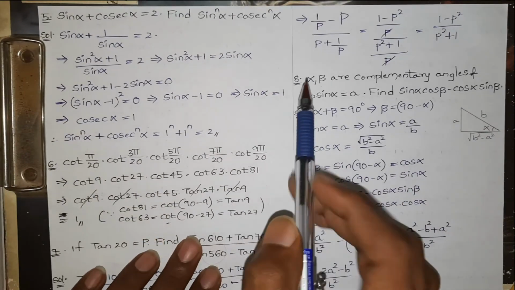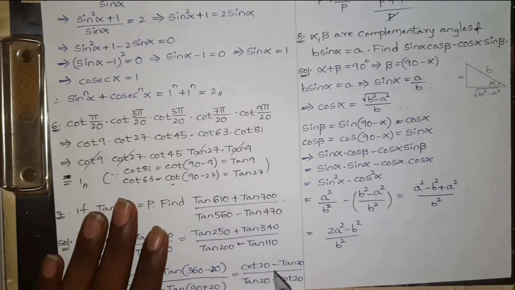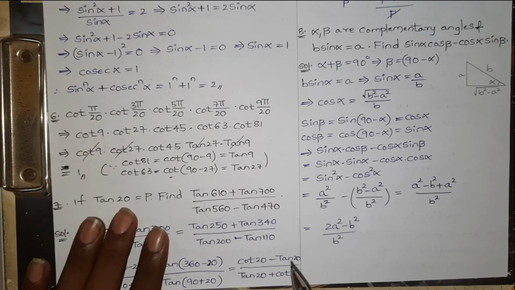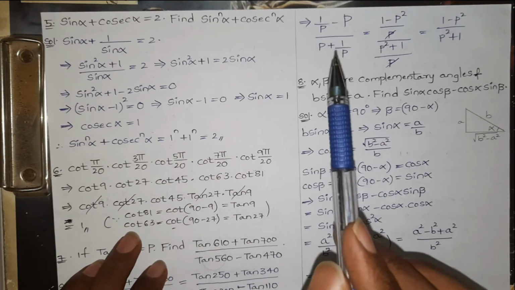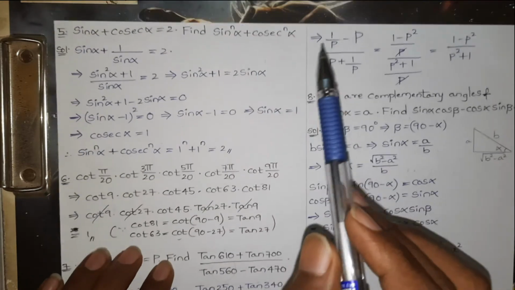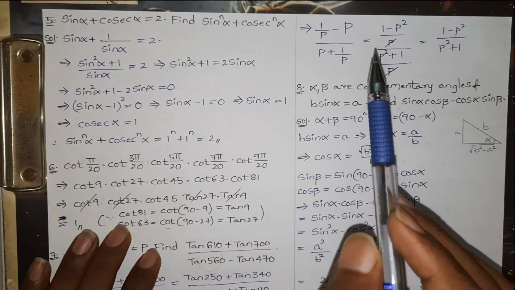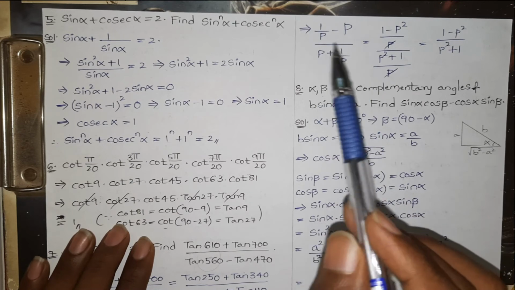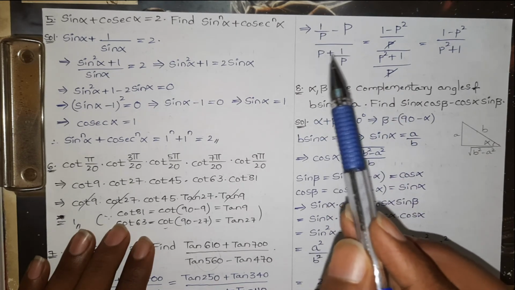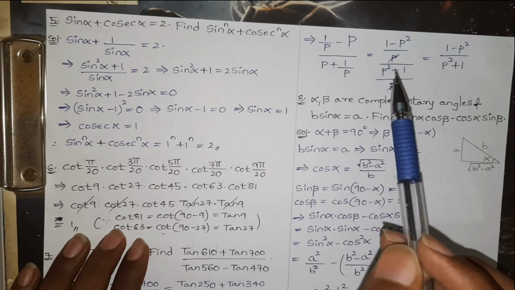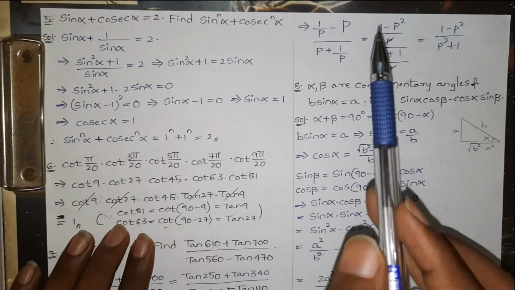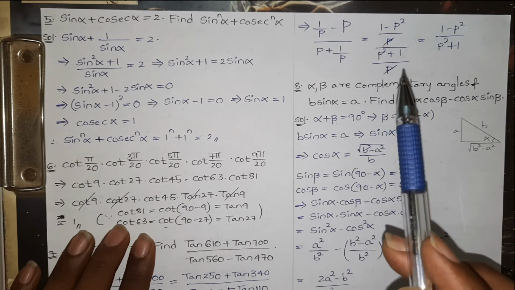So look at here. Cot 20, that is 1 by p, minus tan 20, that is p, by tan 20 which is p plus cot 20 which is 1 by p, that equals (1 − p²) by p, by (p² + 1) by p. So p gets cancelled, and we'll get the solution as (1 − p²) by (p² + 1).